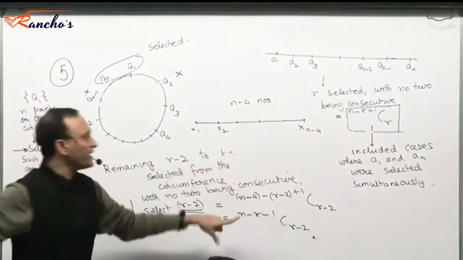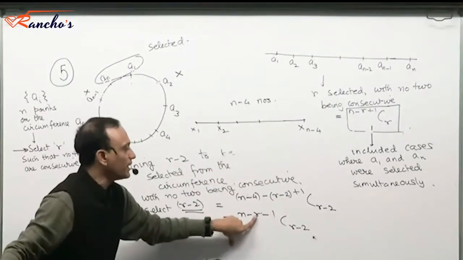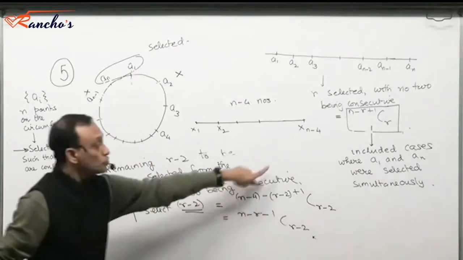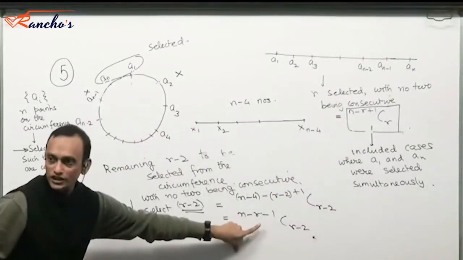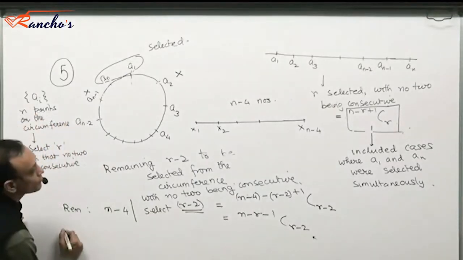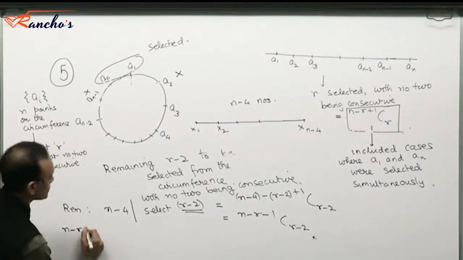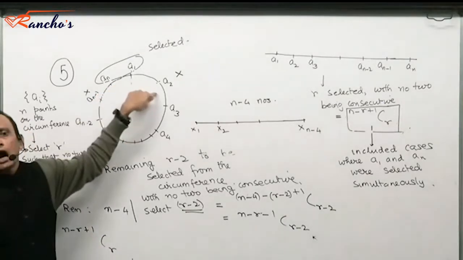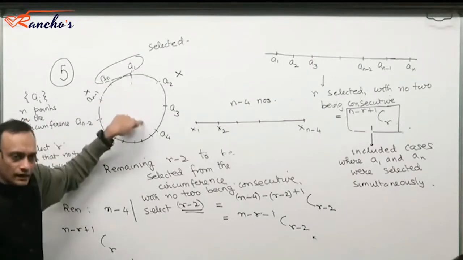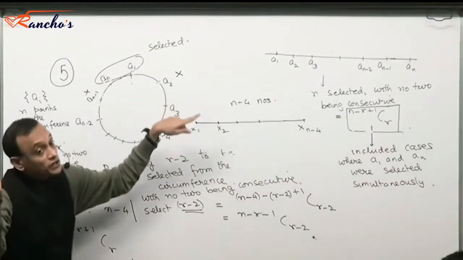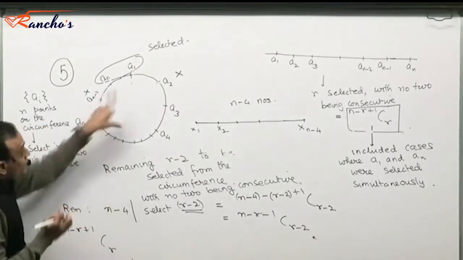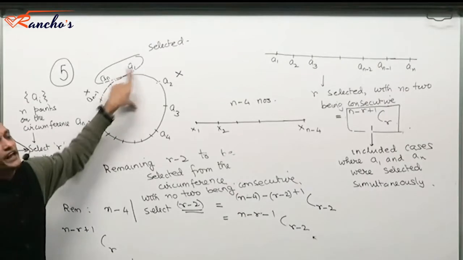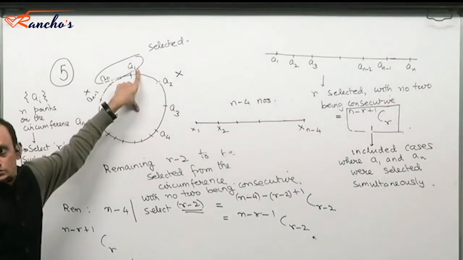How many cases are there where a1 and an are together? They are n minus r minus 1 C r minus 2 cases, right? So from these many cases, I will have to remove these cases. So how many would finally be retained? N minus r plus 1 C r would be the number of ways of selecting r things from these n, with no 2 being consecutive. But unfortunately, on a circle, this count includes those cases in which a1 and an are simultaneously present, right?